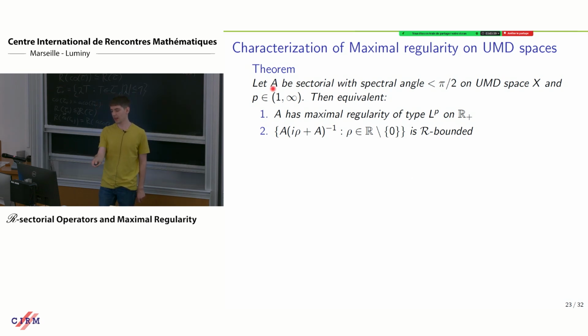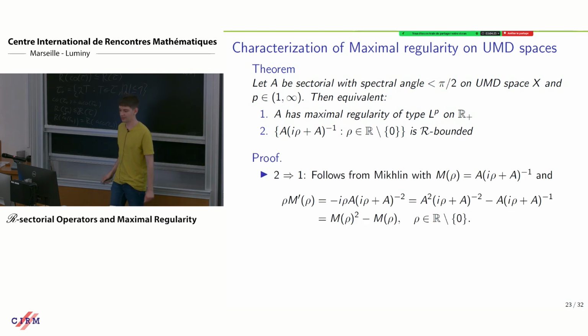So if A is again sectorial with sectorial angle less than pi half on a UMD space X and p strictly between 1 and infinity, then the following two properties are equivalent. The property of maximal regularity is equivalent to this set, which is the M of rho defined on the previous slide, being R-bounded. So the nice thing about this theorem is that it does not only give a sufficient condition for the maximal regularity, but it even is an equivalence. So let's have a look at the proof.